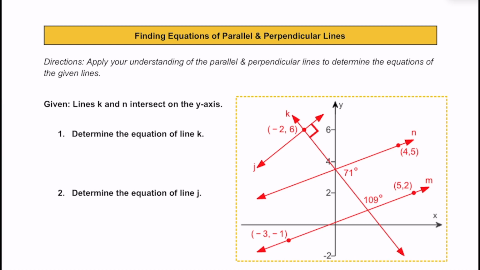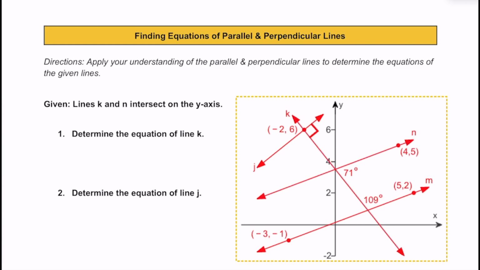So first of all, they do tell us that lines K and N intersect on the y-axis. So this point right over here is on the y-axis, and notice that's going to be the y-intercept for both of those lines. So if we write the equation for line N later in y equals mx plus b form, then this b value is going to be right over here. And the same thing for line K, when you write the equation for that one in slope-intercept form, y equals mx plus b, they're going to share the same b value. That's what that means.